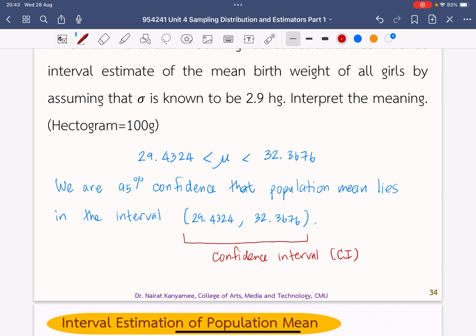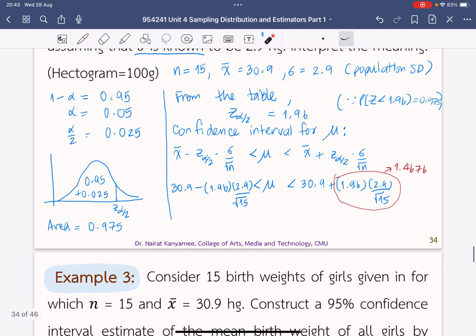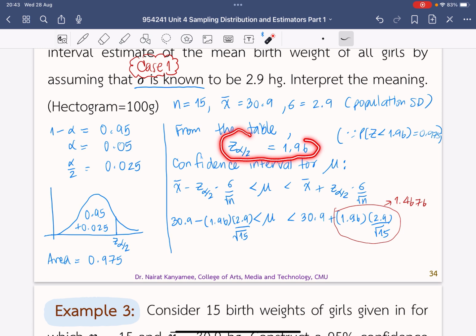Okay, hope you understand this. You just plug in the values. What you have to work out is this guy, this is the hardest part. After that, you just plug in the values and you get the interval. All right, this is the first case. If you know sigma, then use this.